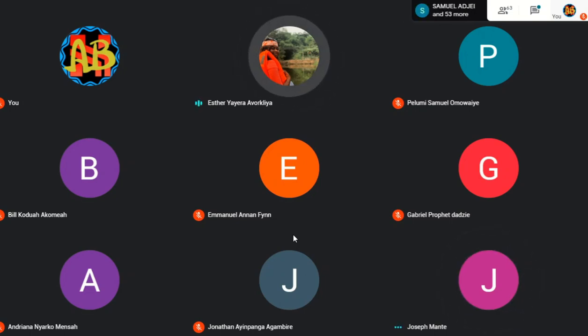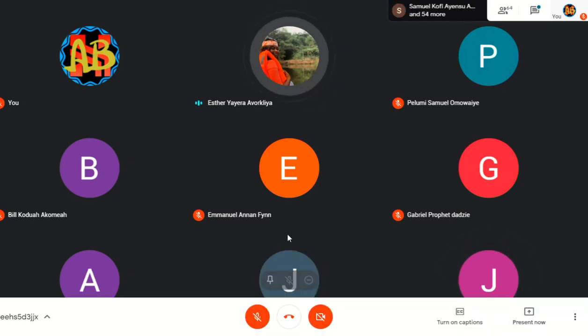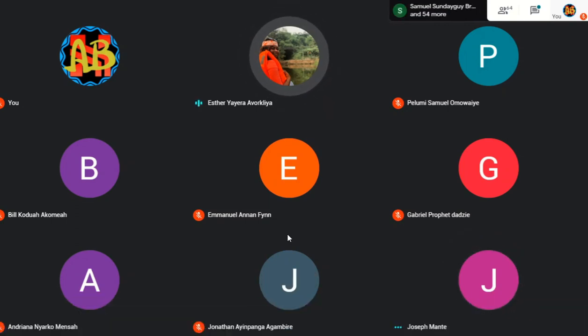So, with the lightship displacement, does it mean that every ship's lightship displacement is constant? Can it change due to certain factors? Yes. The lightweight can change. This is how it can change.